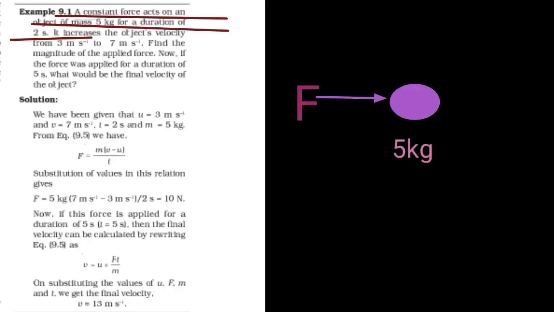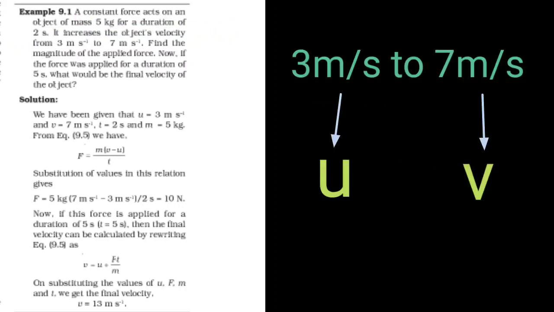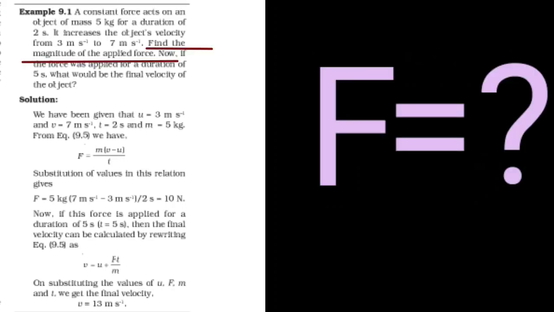Now we will do a numerical based on Newton's second law of motion. A constant force acts on an object of mass 5 kilograms for a duration of 2 seconds. It increases the object's velocity from 3 meter per second to 7 meter per second. It means initial velocity u is 3 meter per second and final velocity v is equal to 7 meter per second. Find the magnitude of applied force.